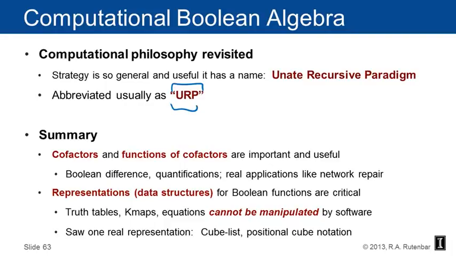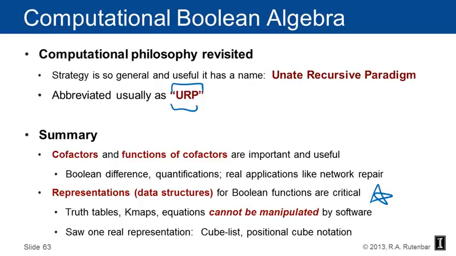So here we are at the end of our introductory lecture set on computational Boolean algebra. What have I told you? Cofactors, Shannon cofactors are really important. And functions of cofactors are really important: the Boolean difference, universal and existential quantification, network repair. There are some amazing things you can do once you understand cofactors. And representations, data structures for Boolean functions, those are really critical. In order for you to actually compute stuff, you've got to have a data representation. And we showed you a very simple one, cube list positional cube notation. And with the cofactor ideas, we were able to compute something really hard, tautology, using the unate recursive paradigm.